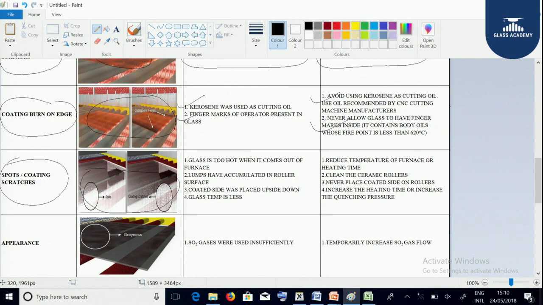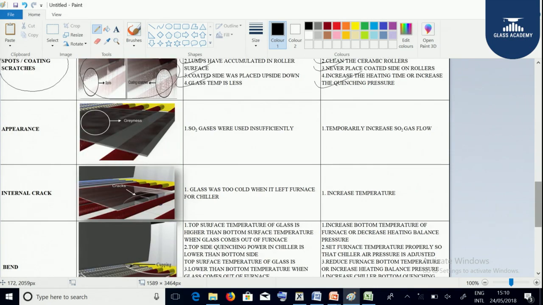The reason being the glass is too hot when it comes out of the furnace, or lumps have accumulated on the roller surface, or the coated side was placed upside down, or the glass temperature is less. We can overcome these issues by reducing the temperature of the furnace or heating time, cleaning the ceramic rollers, never placing the coated side on rollers, or increasing the heating time or the quenching pressure.